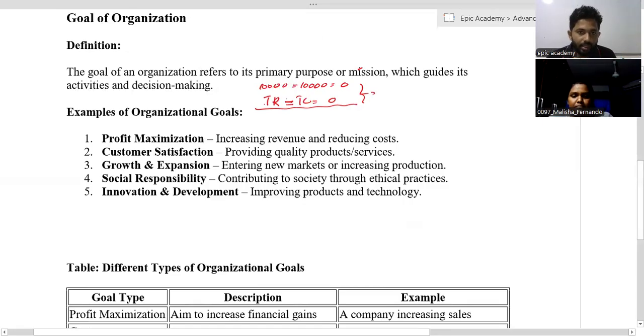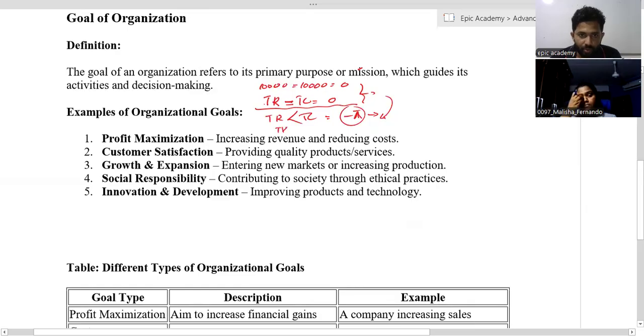And the second one: if the total cost takes a greater value than the total revenue, then what will happen? This is the minus profit. Profit is always represented by pi. Okay, minus profit. Then you are getting losses. In accounting, you can say that you are getting losses.